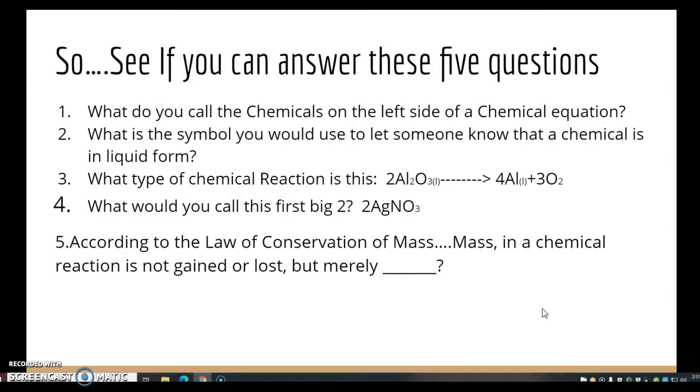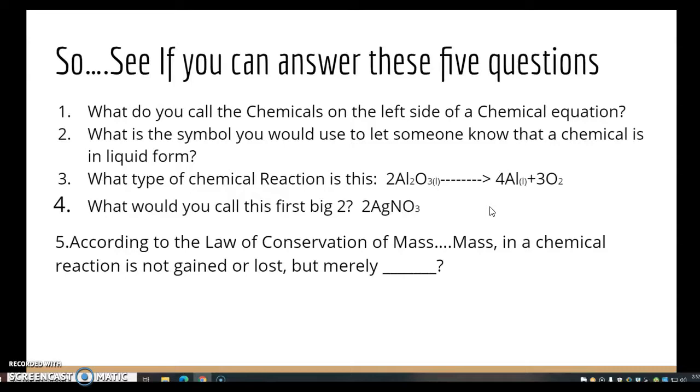Number three, what type of chemical reaction is this? It shows aluminum oxide breaking apart into aluminum and oxygen. And number four, what would you call the first big 2 in silver nitrate there? That 2 right there. And number five, according to the law of conservation of mass, mass in a chemical reaction is not gained or lost, but merely blank. What would you say? So pause it if you want to, just so that you can see how you would do, and then I'm just going to give you the answers right now. So if you don't have it answered yet, pause it so that you can test yourself.